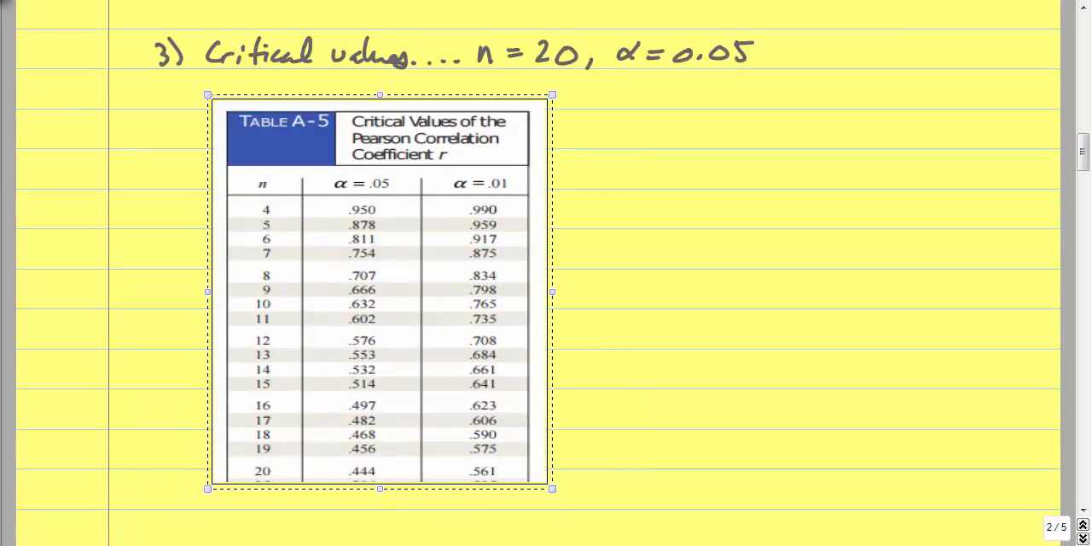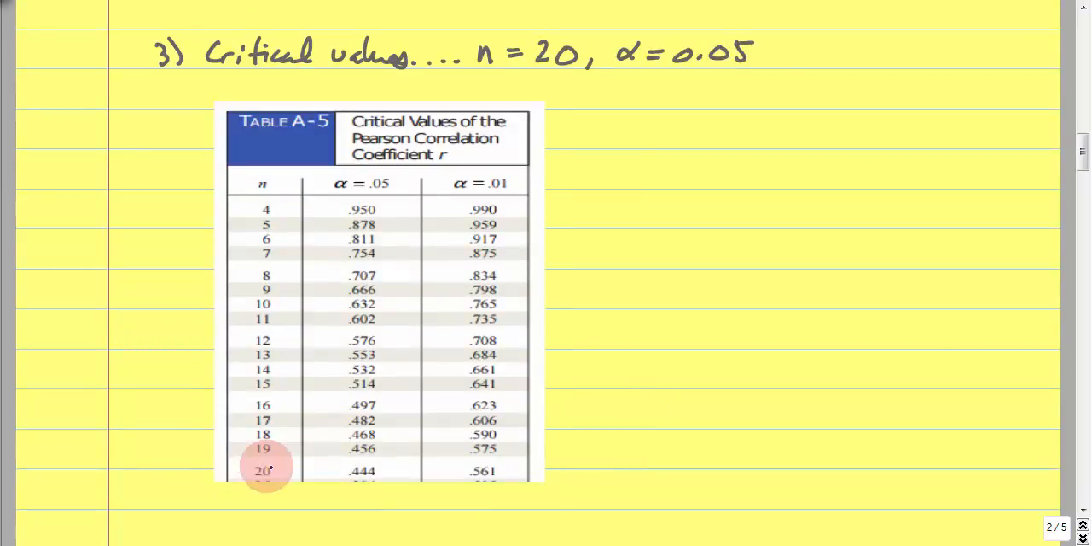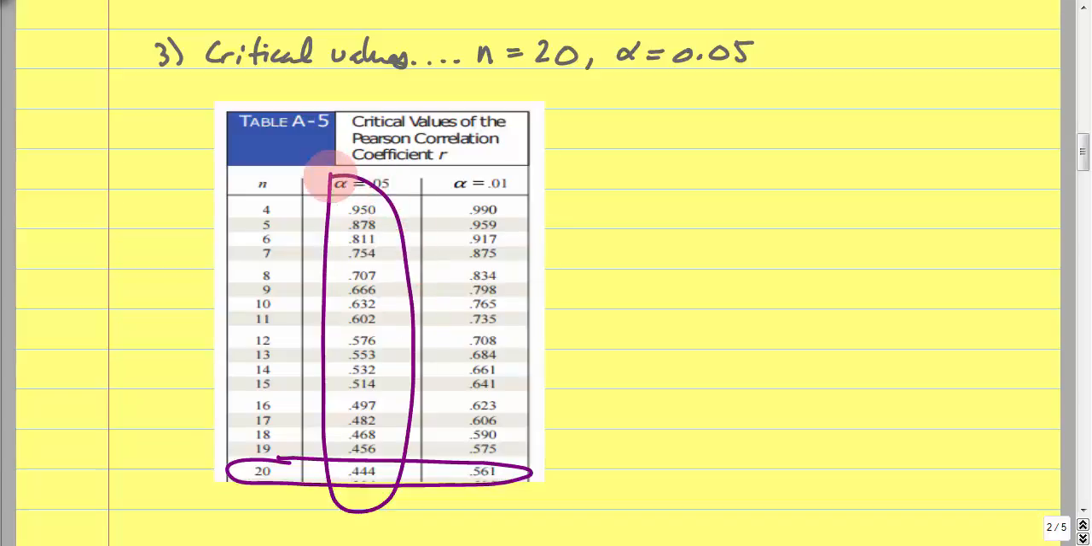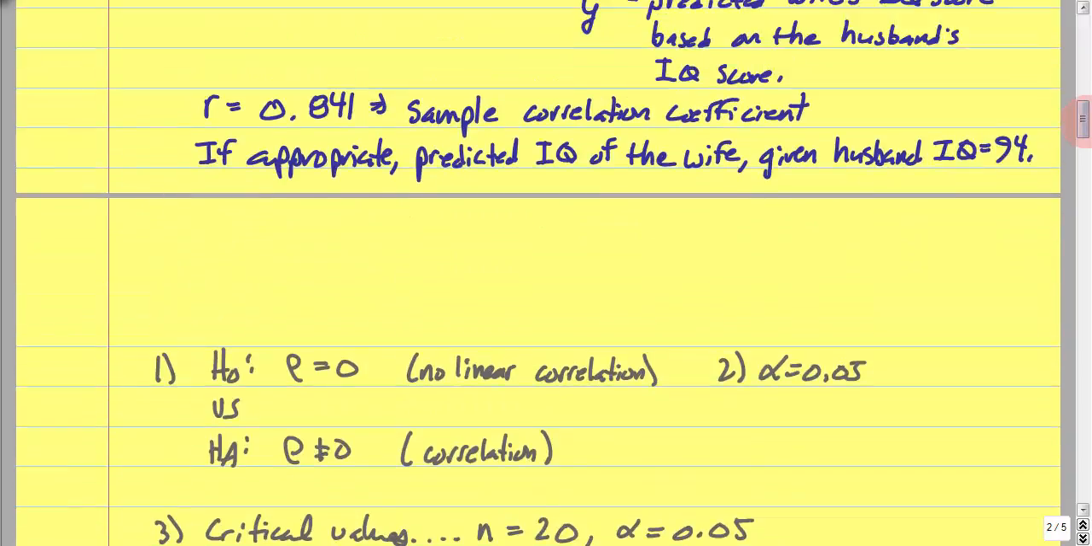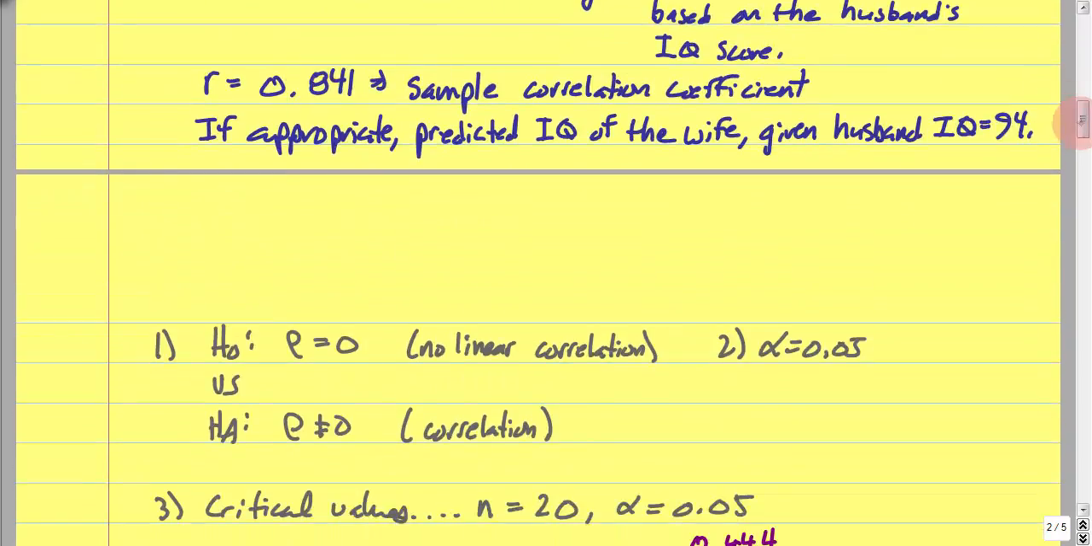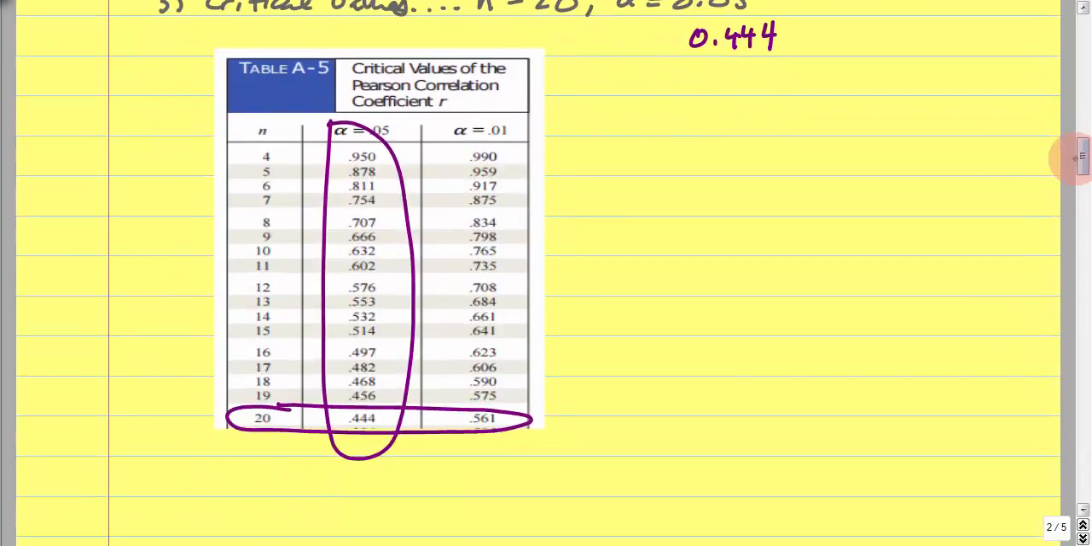And so again, we are looking basically at the cross section of 20 and then 0.05. So we can see that our critical value is this 0.444. Now remember, our R value was 0.841, I believe. Yep, 0.841 from up here. So the next step we're going to do is to go ahead and look at our test statistic. And that's given to us in this case, is just our R value.